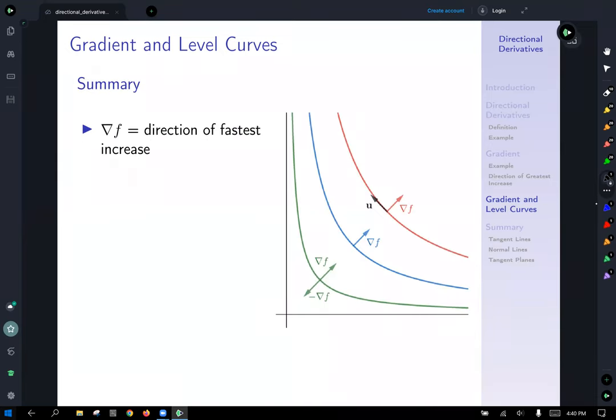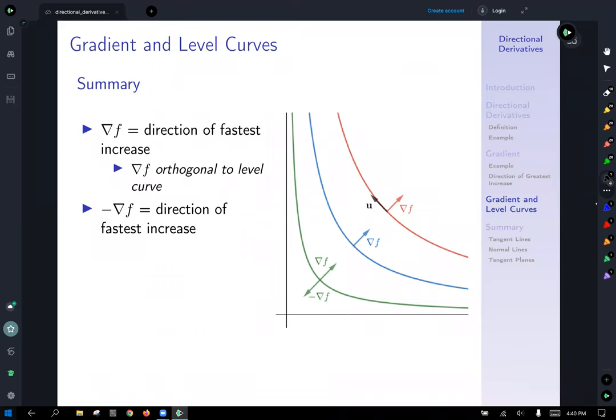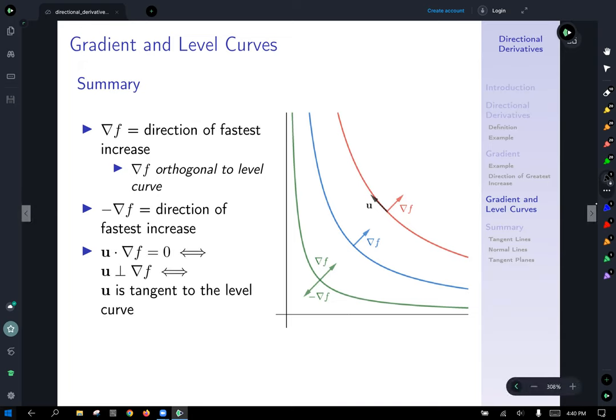Okay, so summarizing what I just talked about, what we have is the gradient and level curves. So we have three level curves here and the gradient plotted for each one, including some other vectors as well, but we'll get to those. So the gradient is always going to point in the direction of fastest increase, or greatest increase. Notice that the gradient is always going to be orthogonal to a level curve, and the negative direction of the gradient is going to point in the direction of fastest decrease.